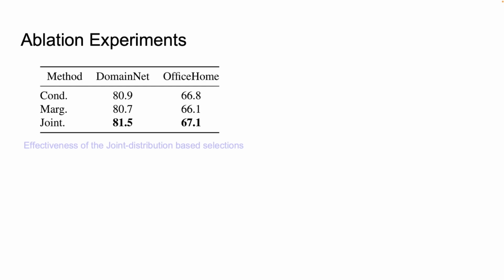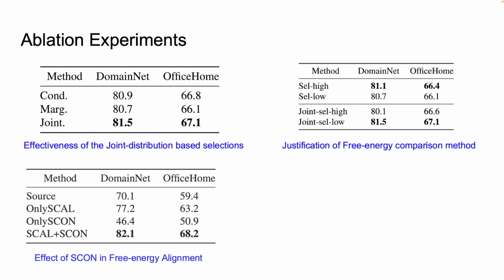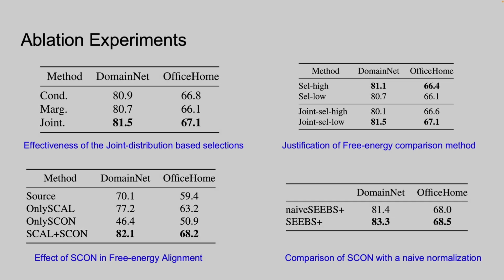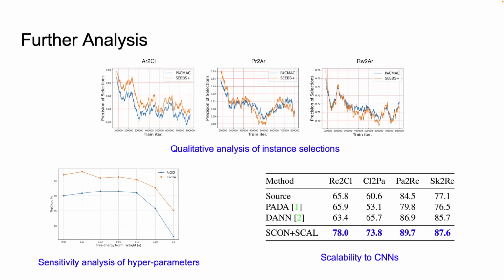To justify our claims, we provide a number of ablation experiments showing the importance of our instance selection method and the normalization method. Furthermore, we provide detailed analysis including qualitative and sensitivity analysis of our method. And we provide additional experiments to show the scalability of our method to other network architectures.